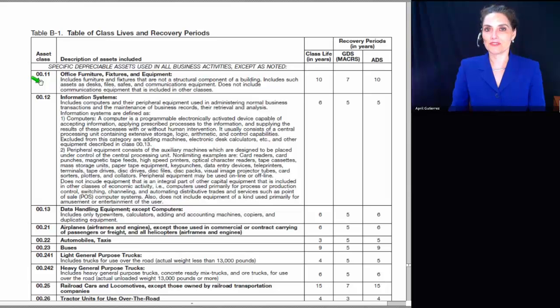asset class 00.11, and it includes office furniture, fixtures, and equipment. It includes furniture and fixtures that are not a structural component of a building. It includes such assets as desks, files, safes, and communication equipment. It does not include communication equipment that is included in other classes, however. And the class life of office furniture, fixtures, and equipment is 10 years. And under a general depreciation system, though, you will be allowed to use a 7-year recovery period. Under ADS, you're stuck with the 10 years.